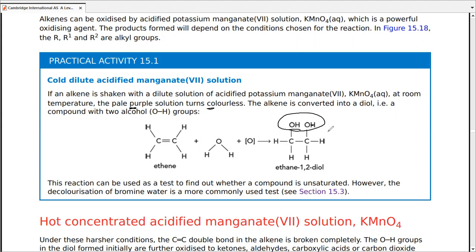But here we're going for better understanding, for some deeper learning. So you understand it is going to form a diol, you understand water is a part of the reaction, you understand oxygen is coming out of the oxidizing agent to be a part of it, and that's how we are capable of attaching two OH groups or converting it into a diol.